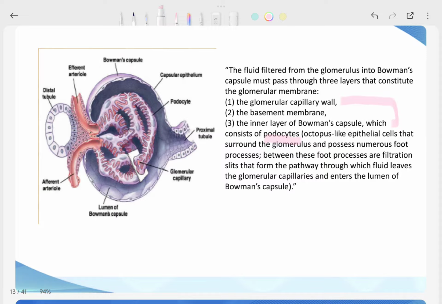So why, in the filtration, doesn't it have protein left? Well, not only because they are large proteins, but also because of the basement membrane. They are negatively charged, so they repel the proteins. I mean, they repel the albumin. Albumin is also a type of protein, so it is repelled because of that.